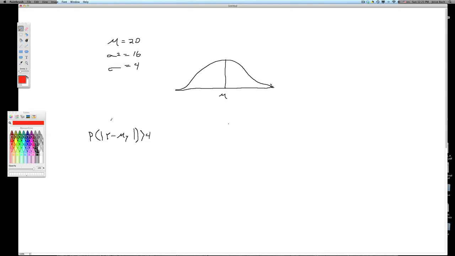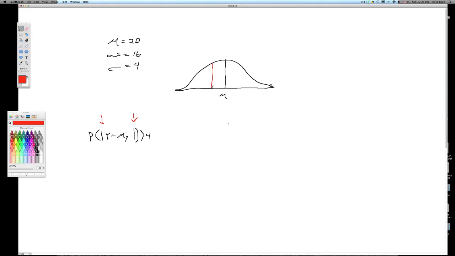Let's take a moment and go through a problem involving the probability, normal curve, and absolute value. These signs right here, in case you didn't know, those vertical lines, mean absolute value. So this problem is asking you what the probability is that y minus m sub y, or the mean, in absolute value, is going to be greater than 4. Now the easiest way to do this is to draw a picture.